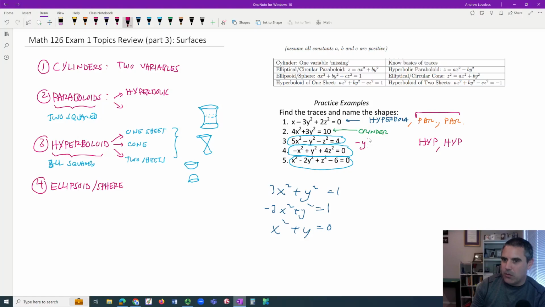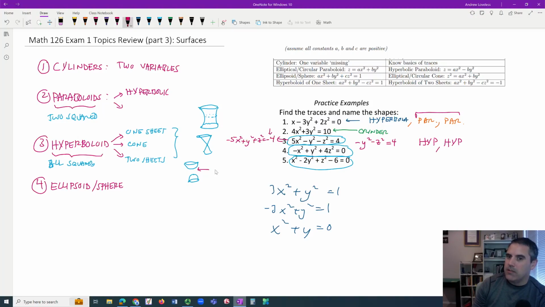But in this case, it's sort of weird, because if you replace z with 0, you get this, and that doesn't make sense because you can't have a negative. And that's when you get two sheets. So if the third trace doesn't make sense when this is a 0, it's a hyperboloid of two sheets because there is nothing there. The alternative way to do this is to multiply everything by -1 so that you only have one minus.